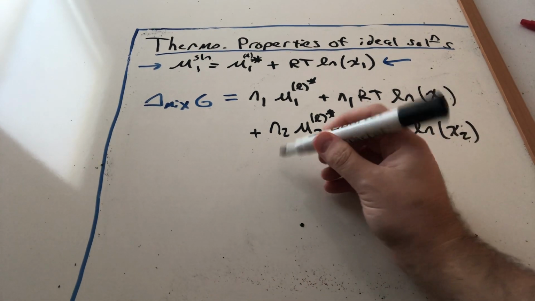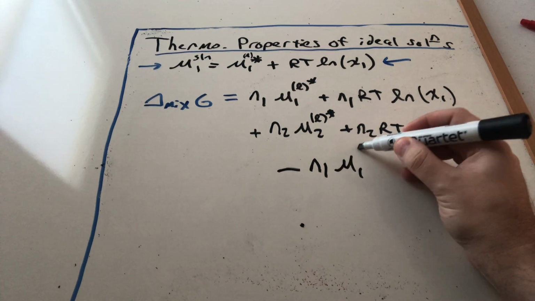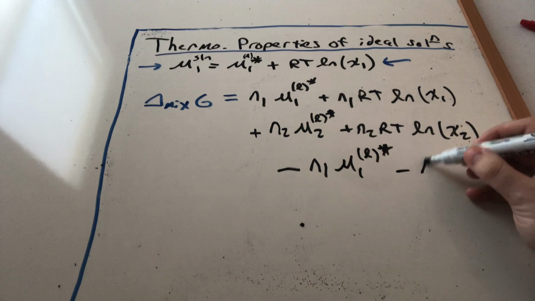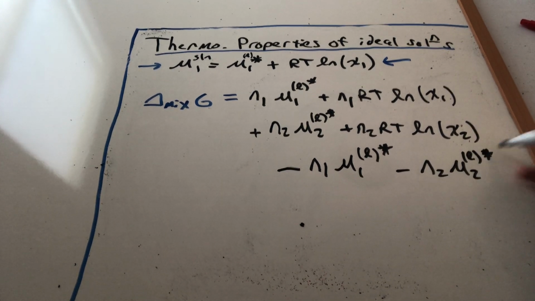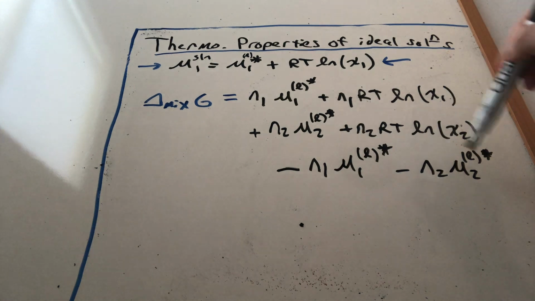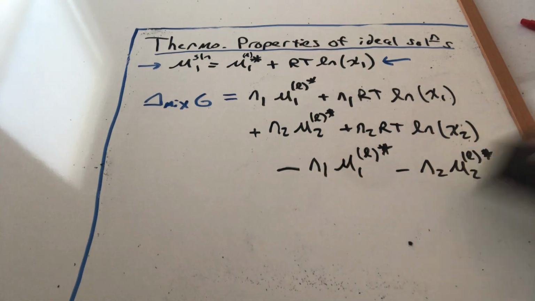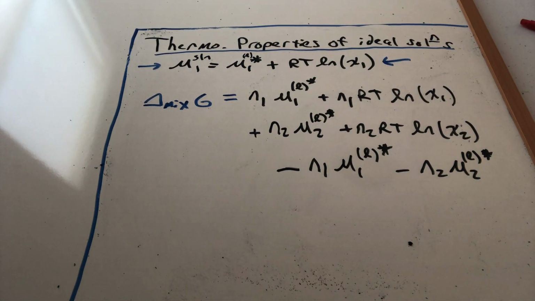Now what we have to subtract away is N1 mu1 for the liquid in its pure form minus N2 mu2 for the liquid in its pure form, right? And we can see what happens here. These pure liquid terms are all going to cancel each other out. We have a positive term and a negative term, positive term, negative term. They go away.